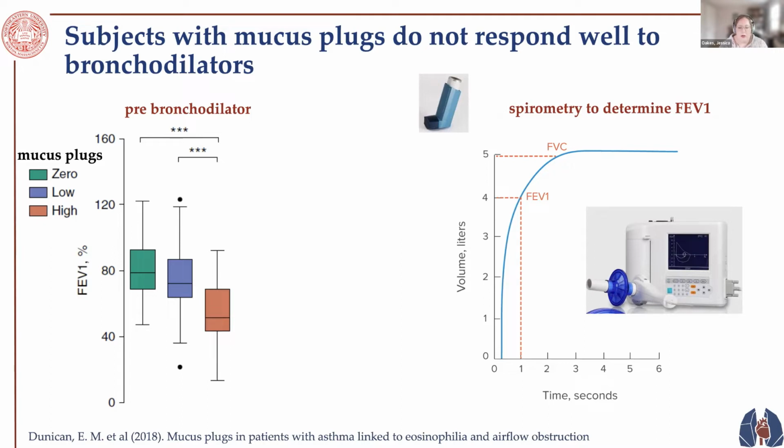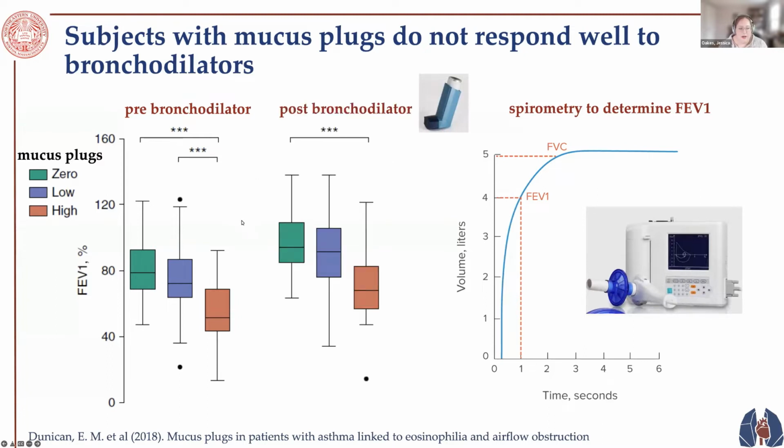So this here is showing you a test where a subject used a bronchodilator and, before and after, did a spirometry test. Spirometry here is measuring FEV1, the amount of volume exhaled in 1 second, through a forced maneuver. Pre and post bronchodilator, the subjects that had little to no mucus plugs had good response to the bronchodilator, whereas subjects with a high number of plugged airways didn't respond very well, based off this FEV1 measure.